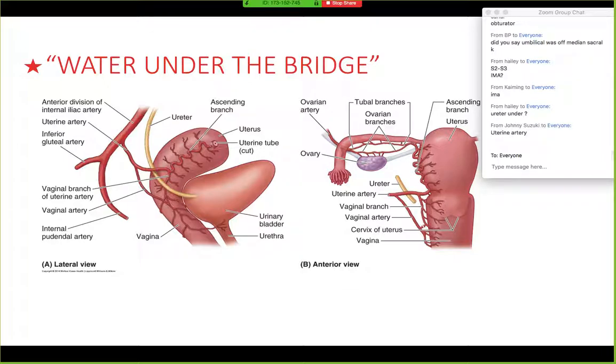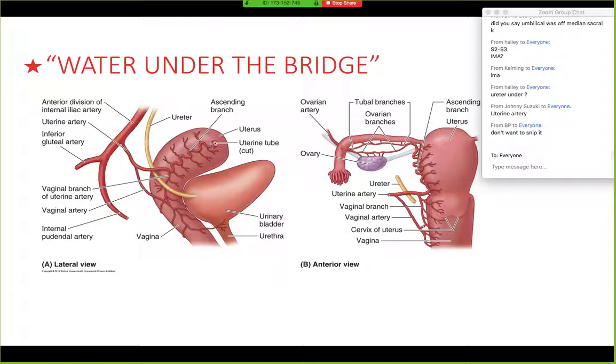Correct, the uterine artery. So water under the bridge, the water is referring to the ureter, because, water, like you have urine passing through the ureter. So that's the water. The bridge is the uterine artery. So why is this relationship clinically significant? Why is this important? If you were a surgeon, why would you care about this?